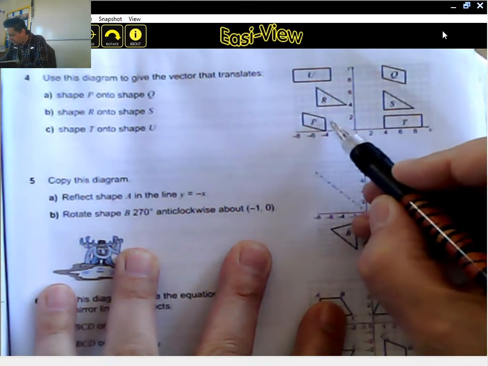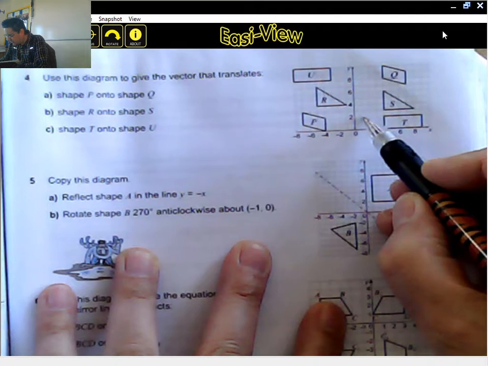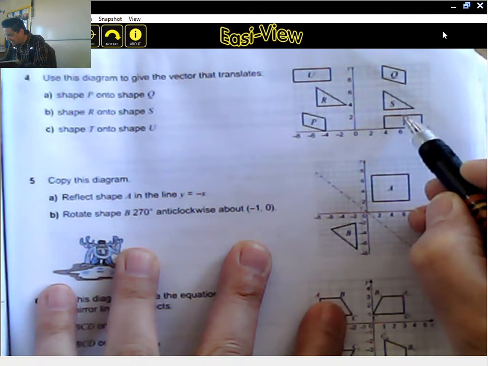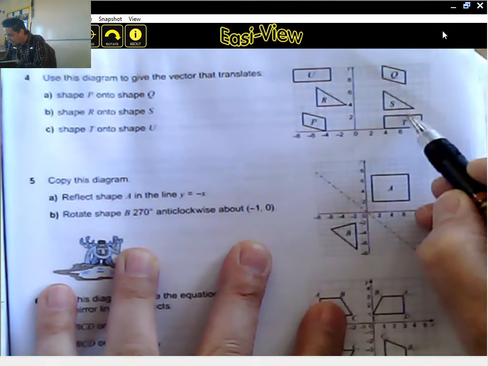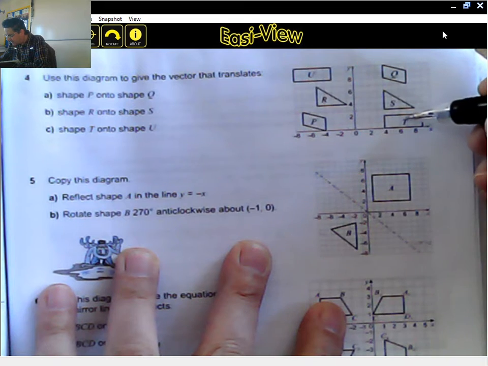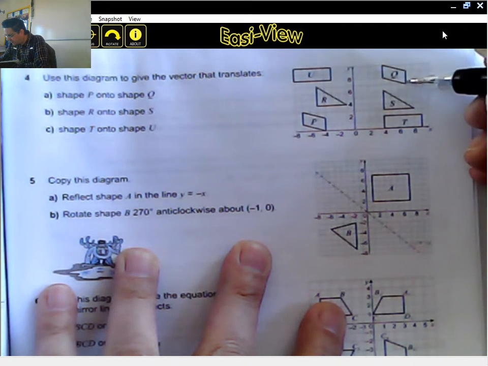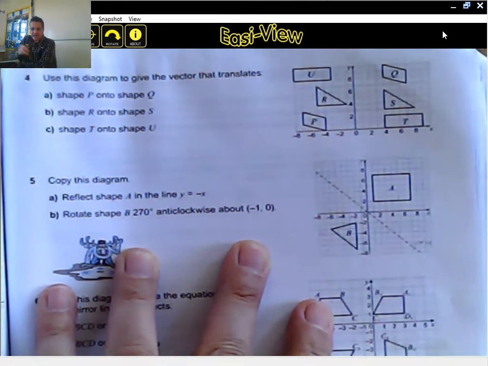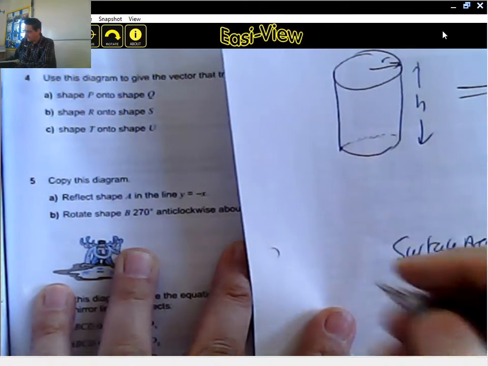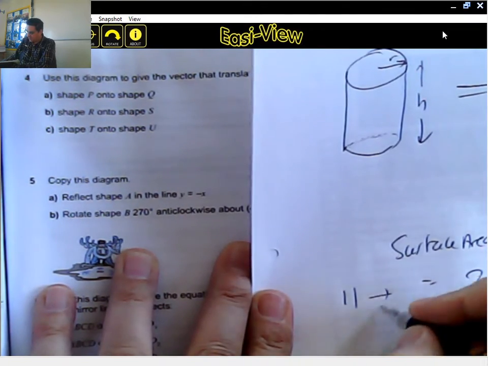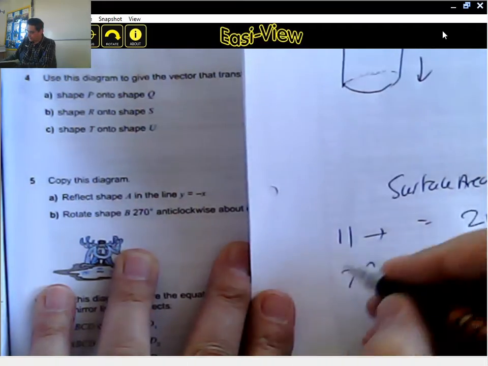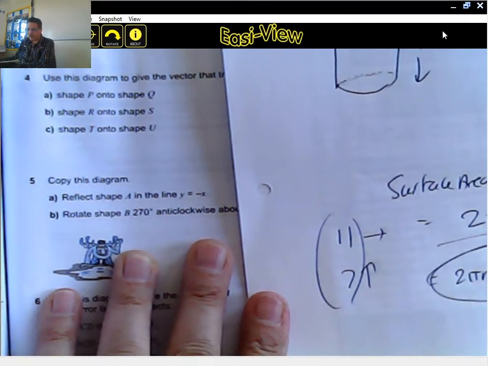So having a quick look, I'm going to go 1, 2, 3, 4, 5, 6, 7, 8, 9, 10, 11. So 11 across, and I want to go 1, 2, 3, 4, 5, 6, 7 up. So it's going to be 11, 7. Alright? So 11 in that direction and 7 in that direction. And this is called a translation vector.